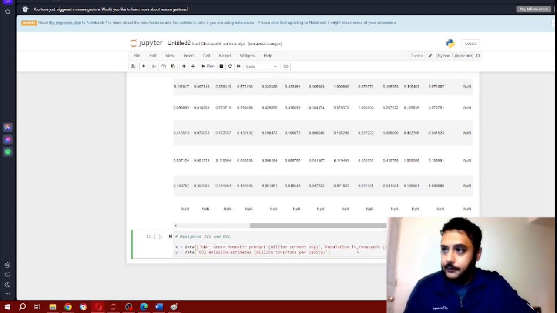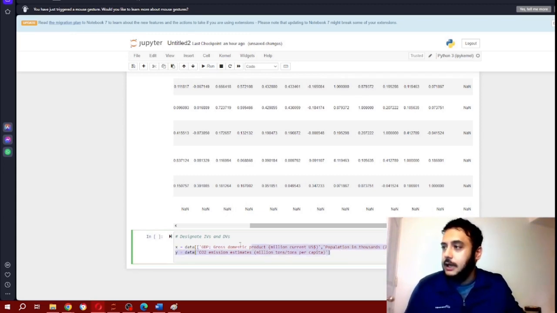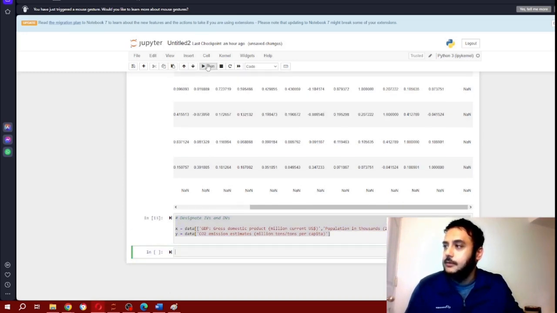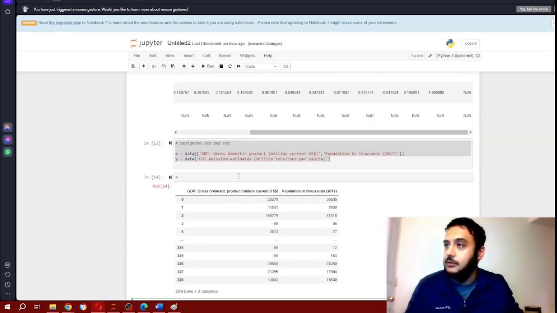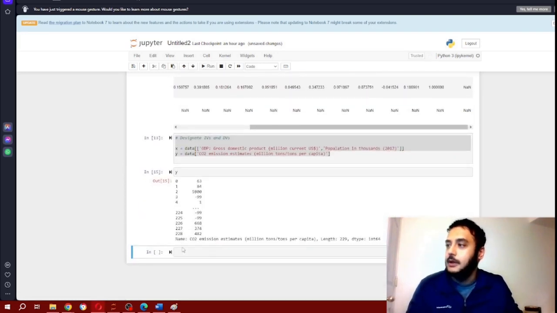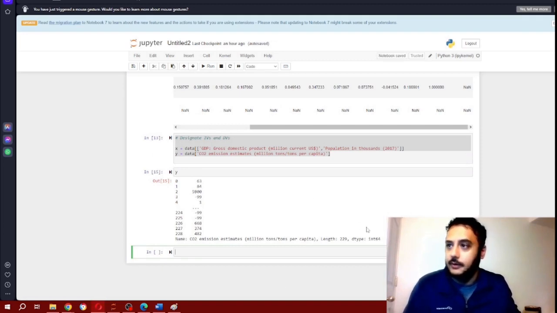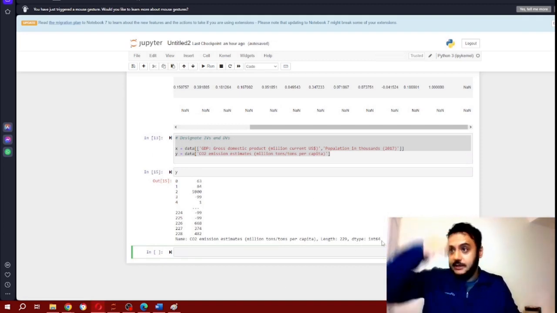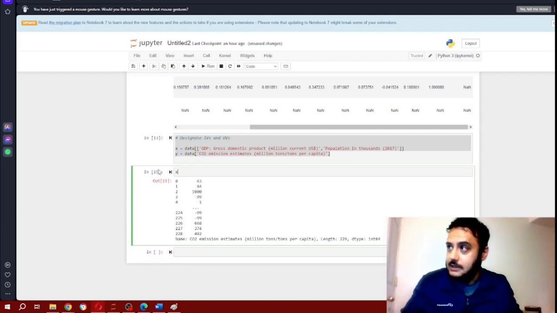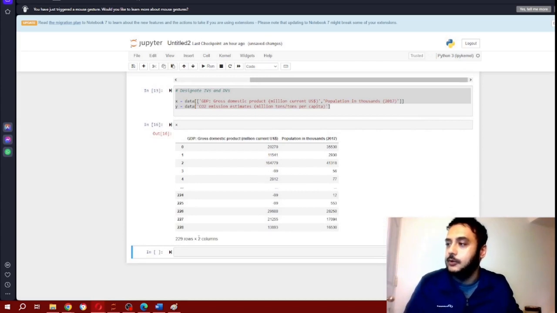All right, let's go ahead and run this. Let's hope it won't run into any bugs. There you go. If you want to test it, you can see that we have two variables for x, and we have one variable for y. So both of our variables are now created. The length is 229, the data type is integer. Same thing with this one, 229 multiplied by two columns.